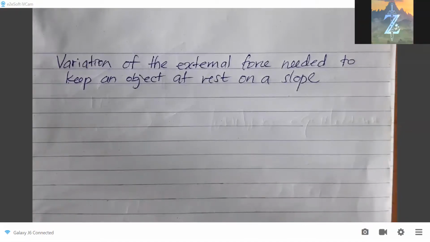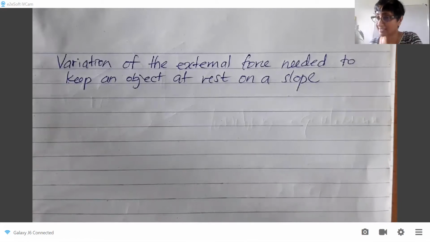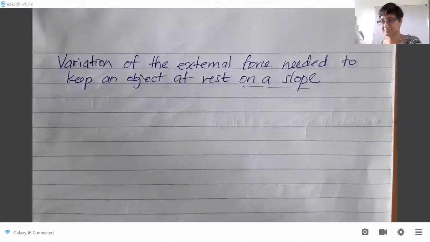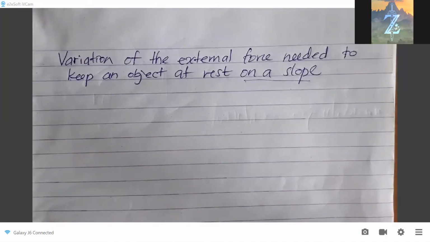Miss, would this have also been a good topic? Yes, variation of forces to maintain equilibrium. I like that. Maintain equilibrium on a slope. Yeah, that would have been nice too. If anyone wants, you can write that.